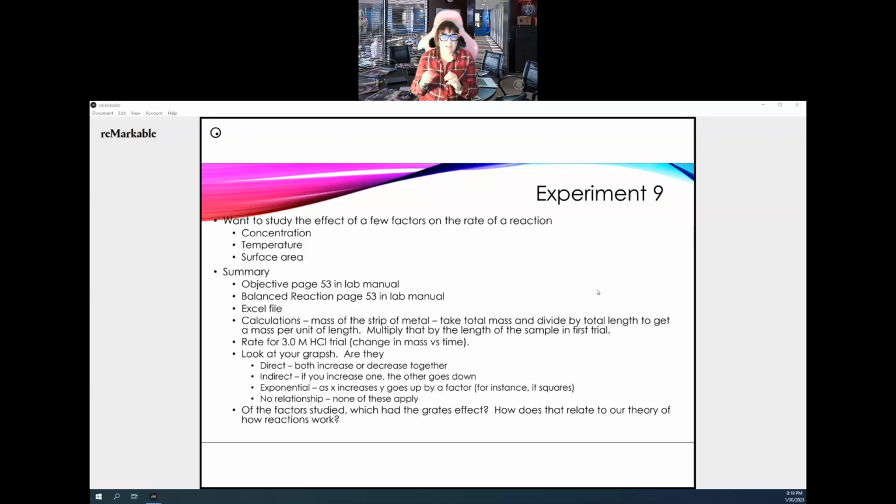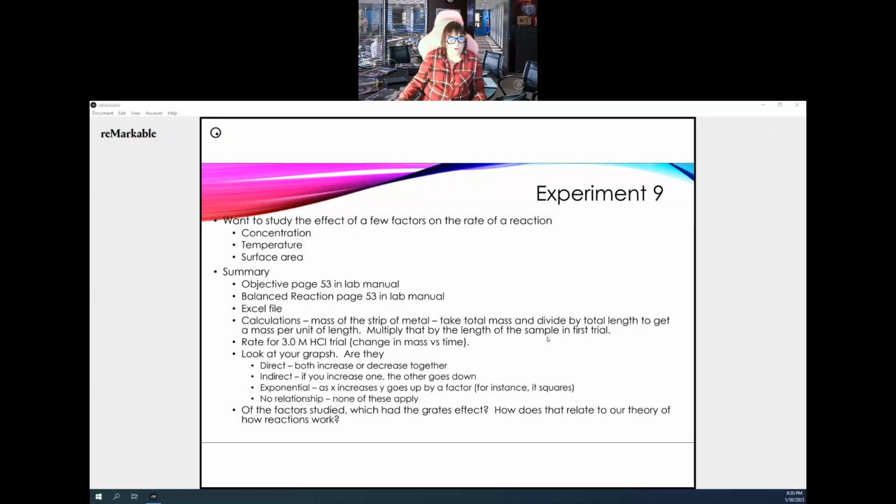You need to calculate the mass of the strip of metal, the entire thing. Take the total mass and divide it by the total length to get a mass per unit length. Multiply that by the length in each sample, which should be about 5 centimeters. Whatever length you're asked to get for each one, you're going to take the mass per unit length and use that to calculate mass. The rate for the 3.0 molar HCl trial. So we're going to look at change in mass versus time.